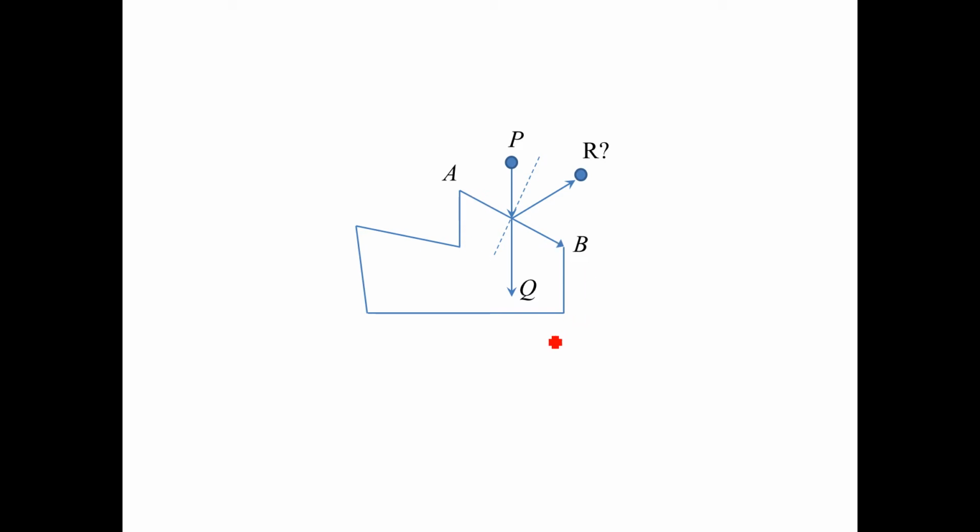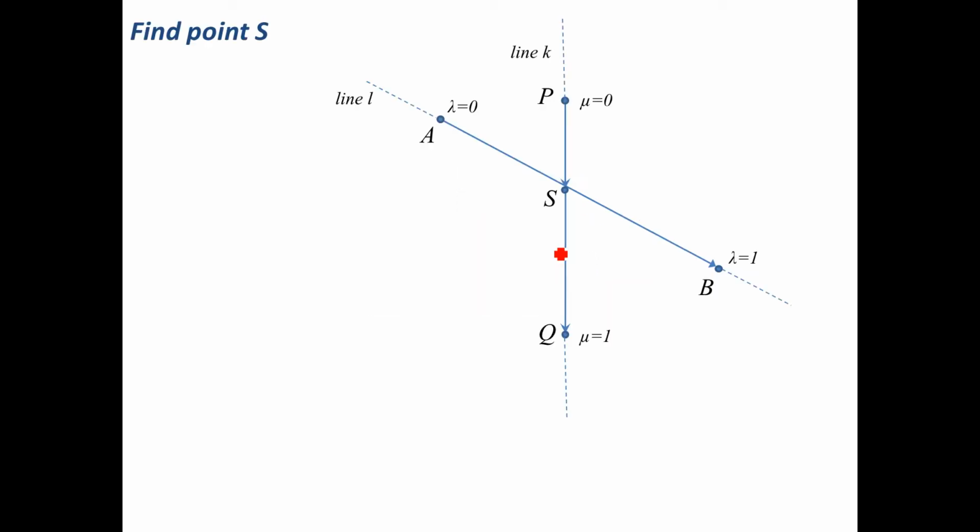Each side of the polygon is defined by two points A and B, and a side is simply a vector from A to B. The first thing that we then try to do is find the intersection point between PQ and AB, AB being the side and PQ being the two positions.